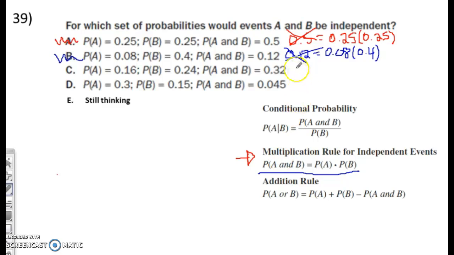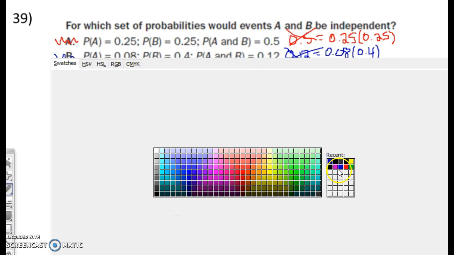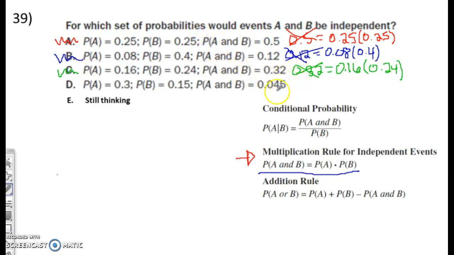So probability of A and B is 0.32. Probability of A is 0.16. Probability of B is 0.24. Multiply 0.16 times 0.24, and it doesn't equal 0.32, so that's not our answer either. All right, so we're going to check the last one.